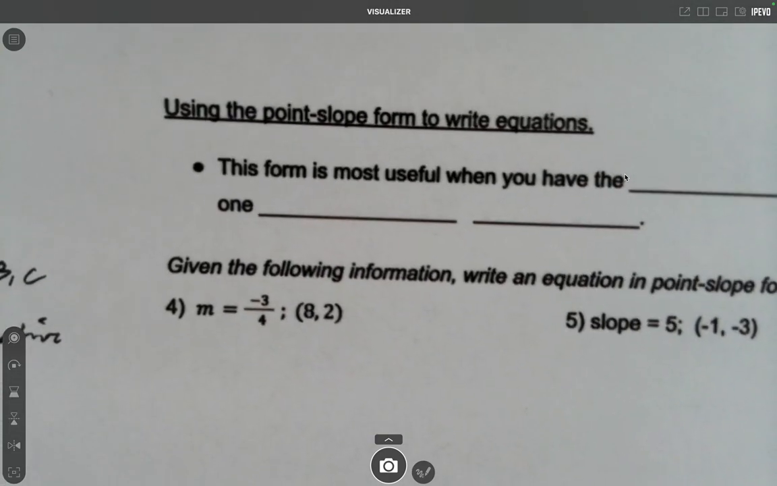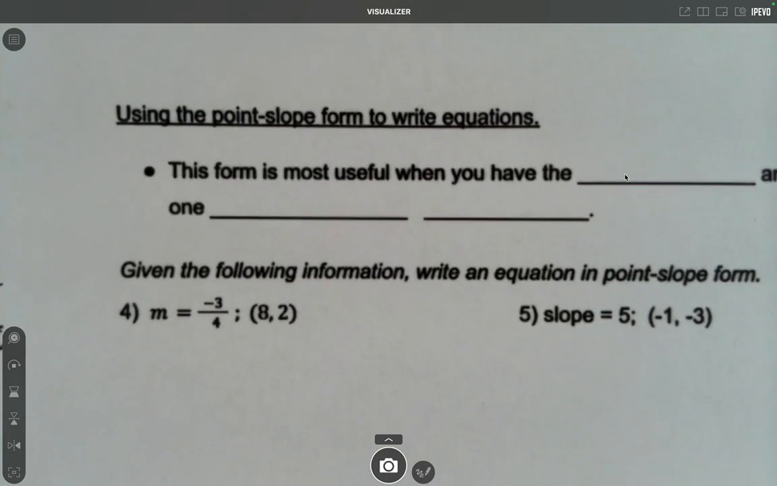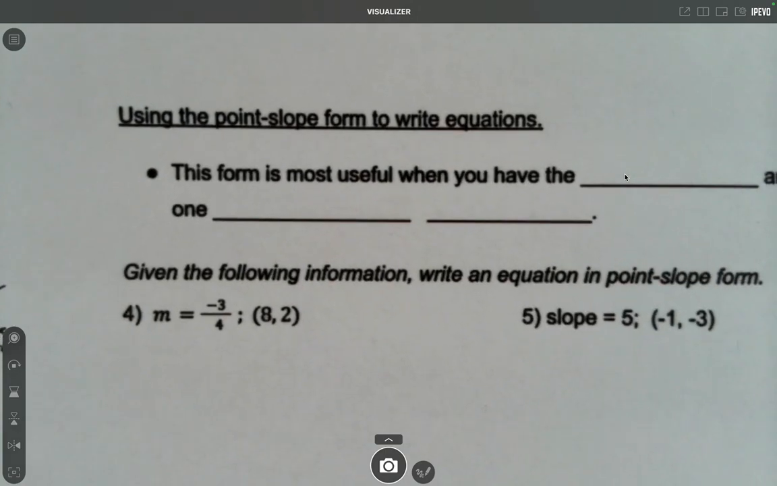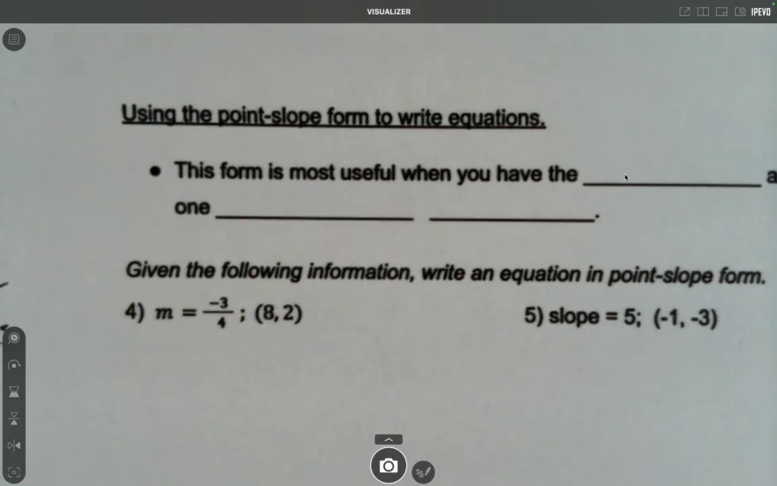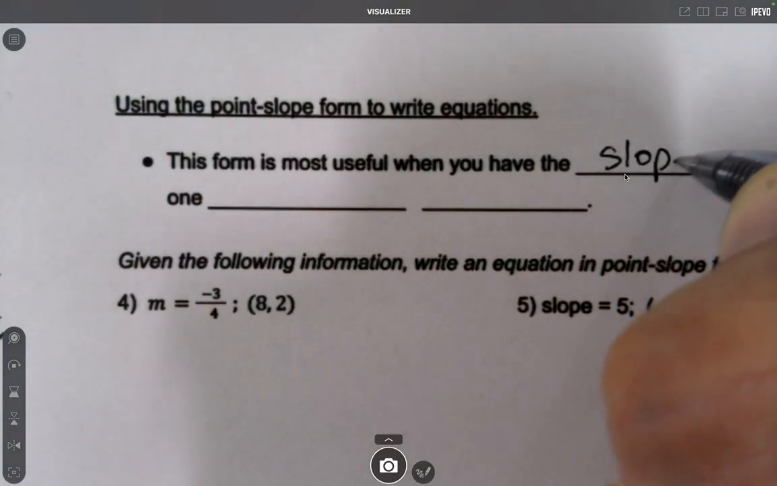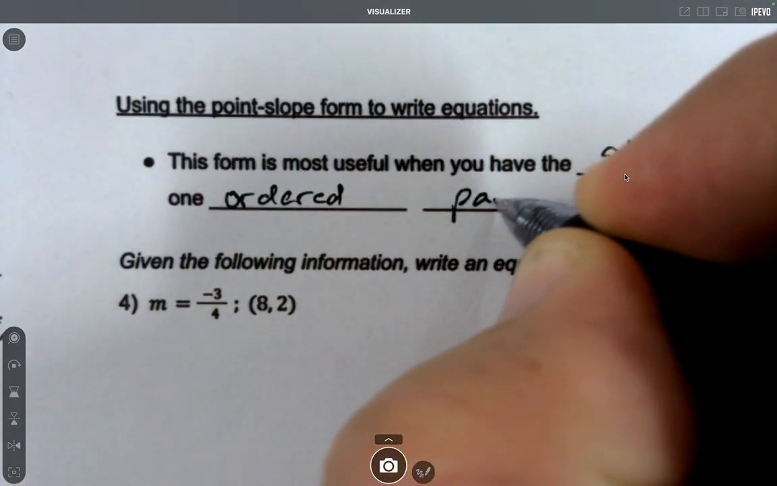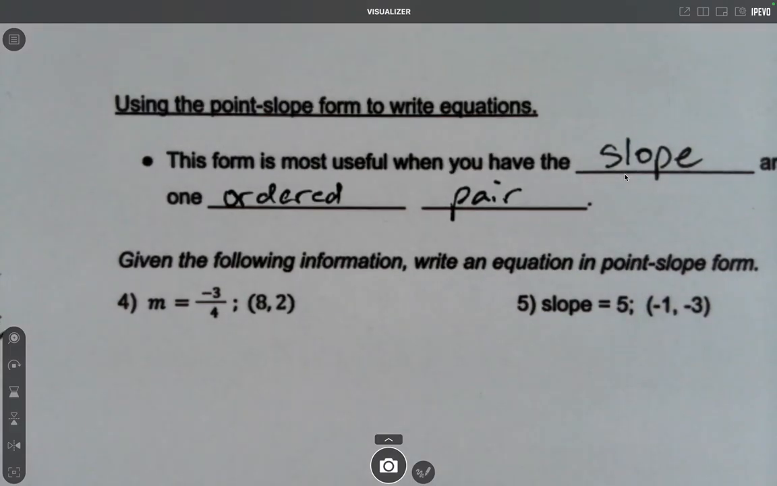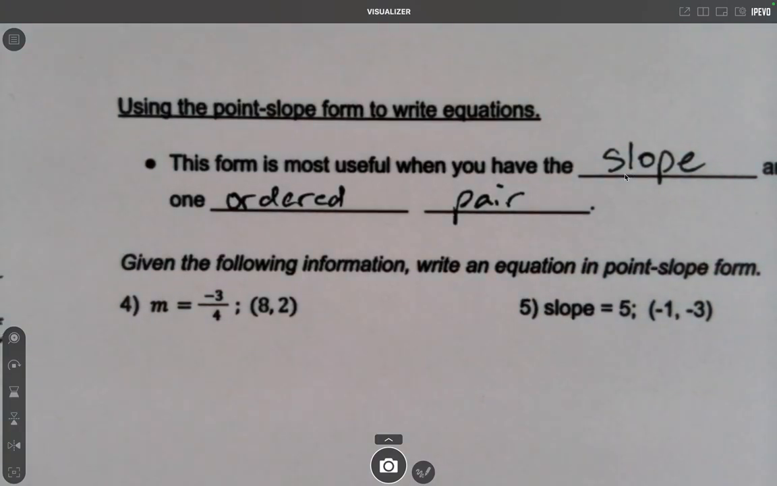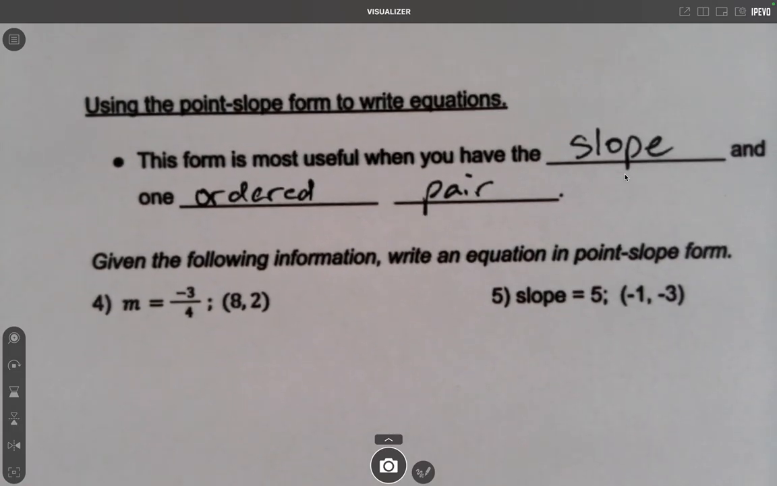Now time for the point slope form. I think sadly this is an underappreciated form. I know in some advanced math I've taught it's so much better to use point slope form than some others. So we'll see what you think about it. This form is most useful when you have the slope and one ordered pair. So the slope-intercept form is great when you have the slope and the y-intercept. The point-slope form is great when you have the slope and any point on the line, whether or not it's the y-intercept.